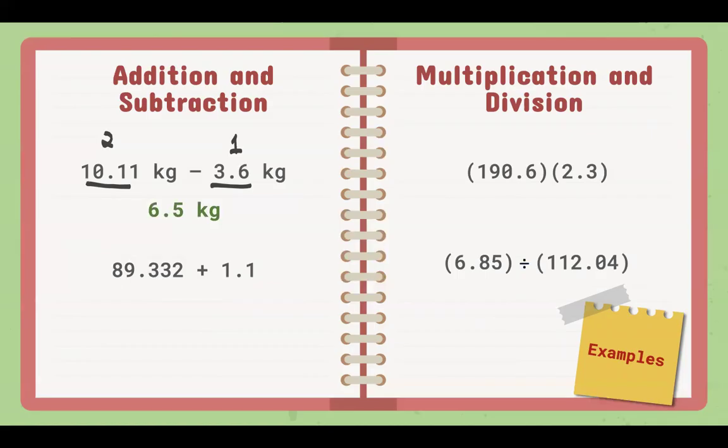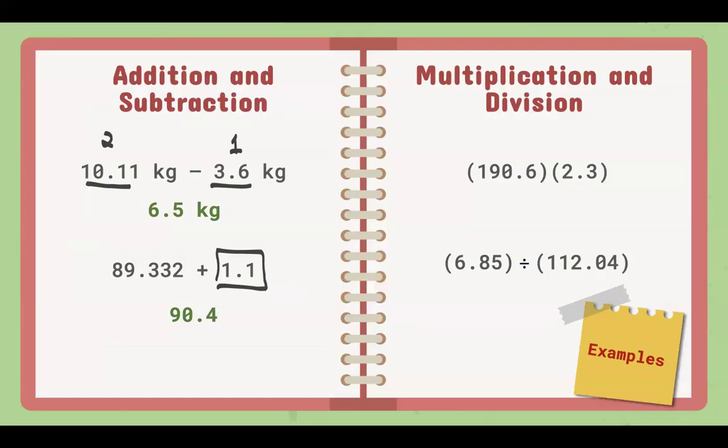Now, the second one: 89.332 plus 1.1. On your calculator, it will show 90.432. But we only have the least decimal place, which is 1.1. So your answer here should be only 90.4, following the rule that you have to follow the least decimal place.